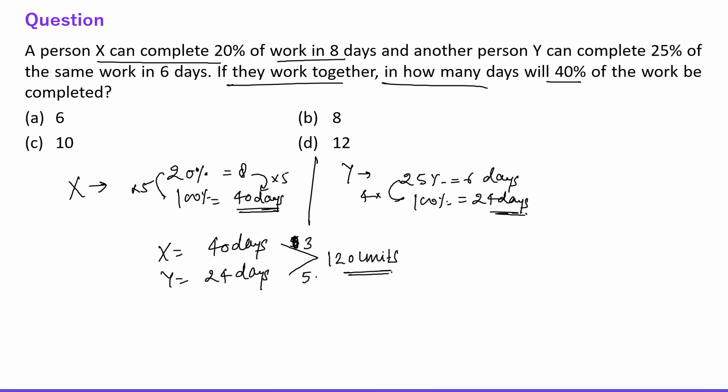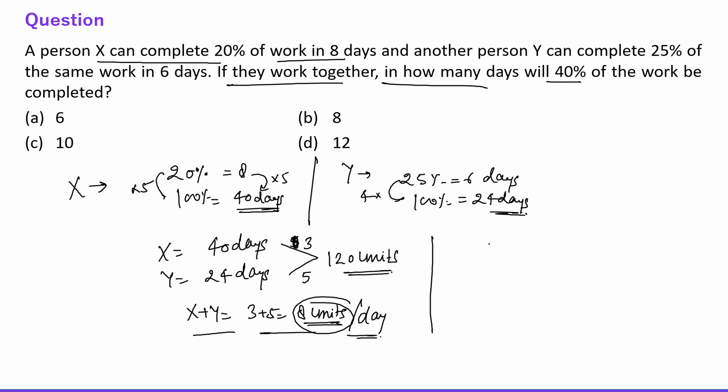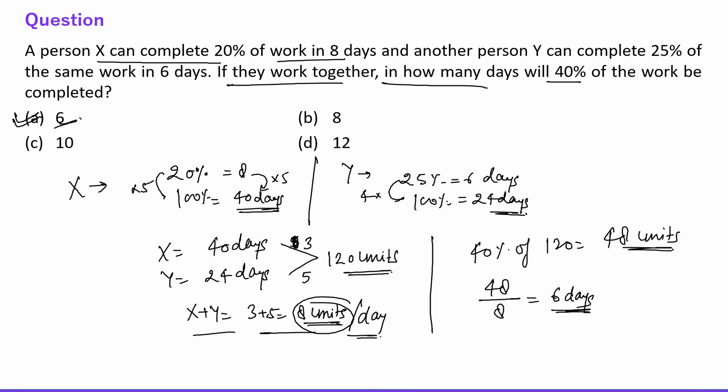Alright. Now, when X and Y are working together, they are doing 3 plus 5, 8 units of work per day. The question is saying 40% of the total. So 40% of 120 is 48 units. They are doing 8 units per day, so for 48 units, they will take 6 days. Alright, the answer is 6 days. So 40% of the work will be completed by them in 6 days.